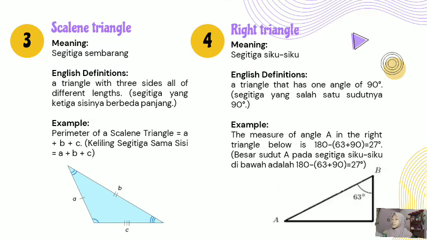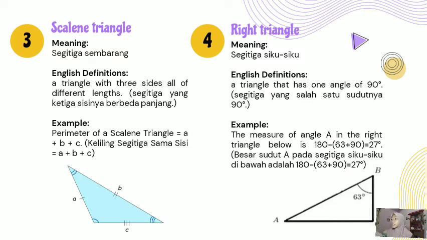Number 3, scalene triangle. Meaning is segitiga sembarang. English definition: a triangle with three sides all of different length. Example: perimeter of a scalene triangle equals A plus B plus C.